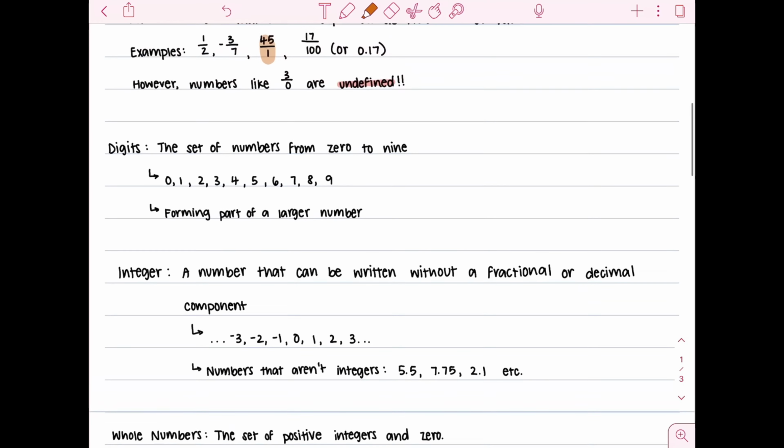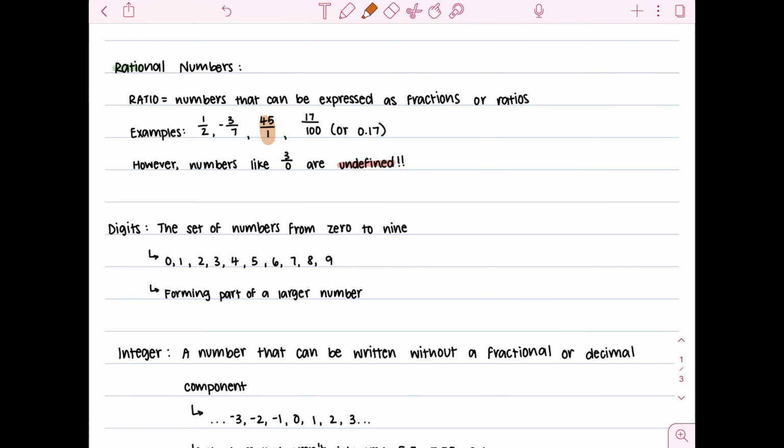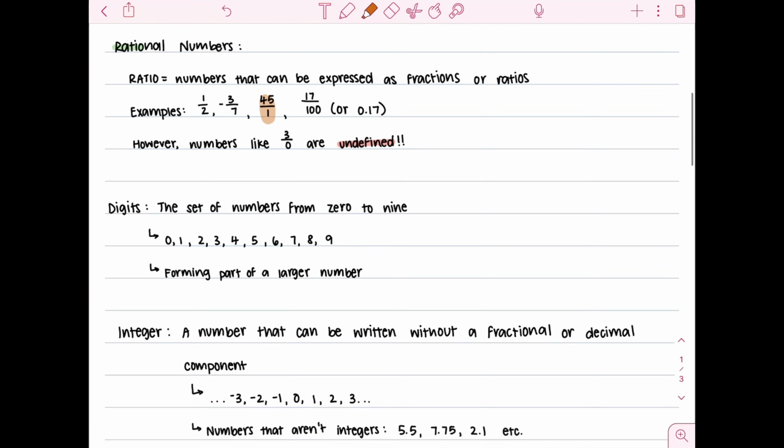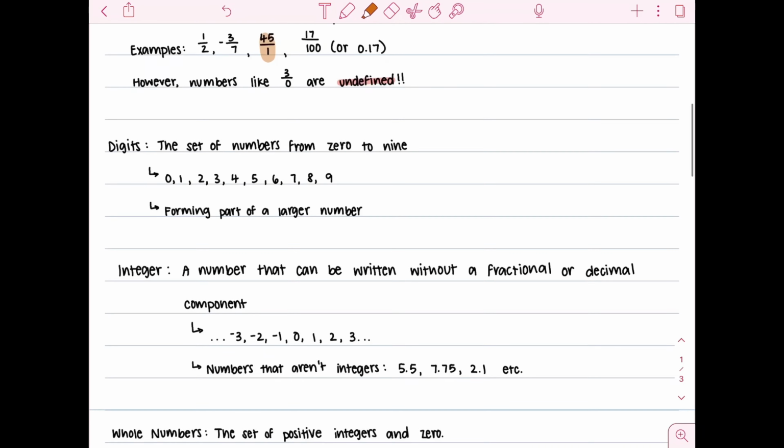So you might be wondering, what's the difference between 1/2, -3/7, 45/1, and 17/100? Well, actually, 45/1 is the only integer in that set. The other numbers in that set cannot be written without a fractional or decimal component. For example, 0.17 itself has a decimal component. So therefore, it is not an integer. 45/1 is the only integer in that set.